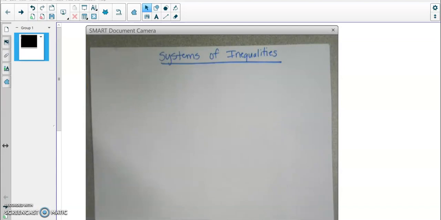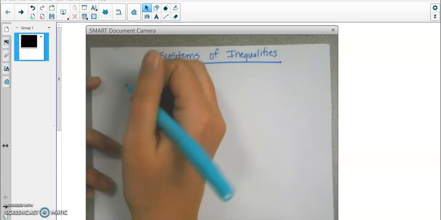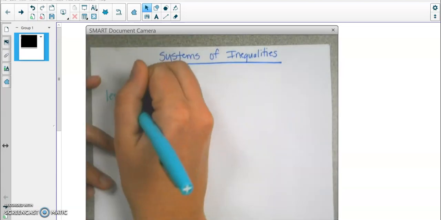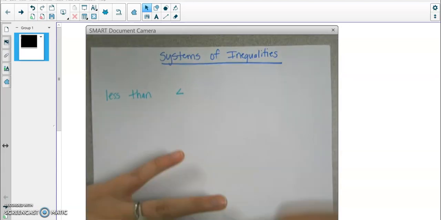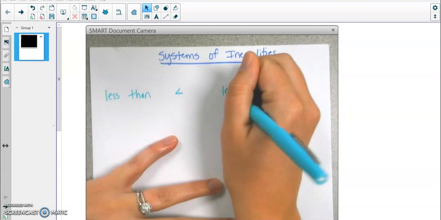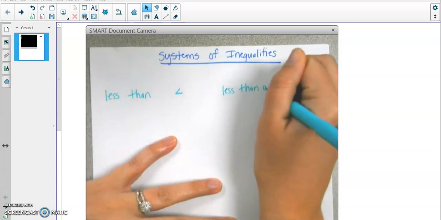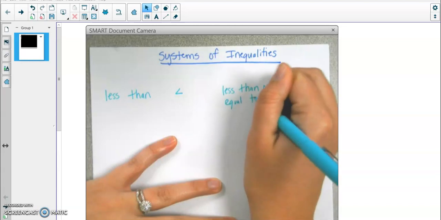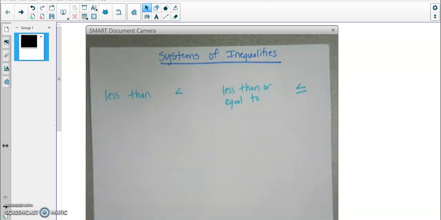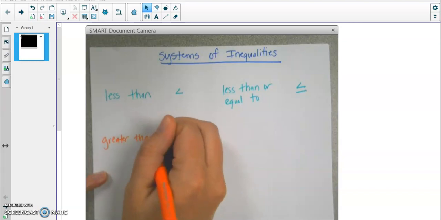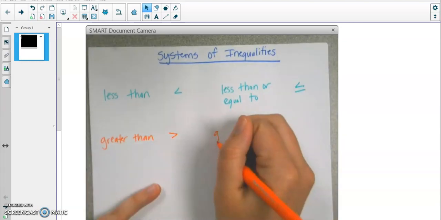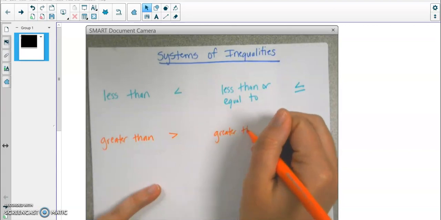So first of all, I want to refresh, just in case it has been a while, the less than, greater than symbols. So you have less than, which is this one, and you have less than or equal to, which has the line under it, like this. We also have greater than, which is this one, and greater than or equal to.